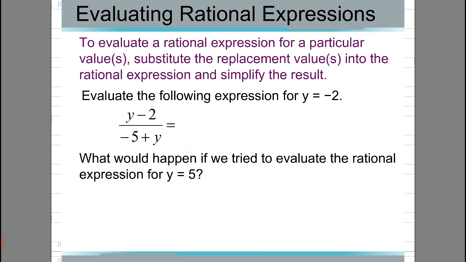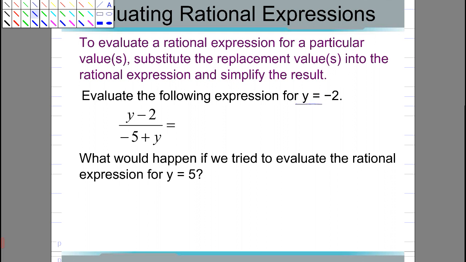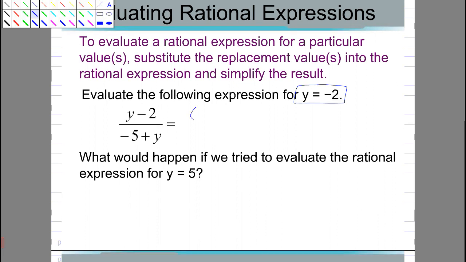Okay, so let's evaluate one of these. To evaluate a rational expression for a particular value, substitute the replacement value into the expression and simplify. Alright, so if I take this value of y equals negative 2, in this expression, y minus 2 over negative 5 plus y, everywhere I see a y, I'm going to put in a negative 2. So our numerator is negative 4, and our denominator is negative 7. Okay, so simplifying that, we get a positive 4 over 7.